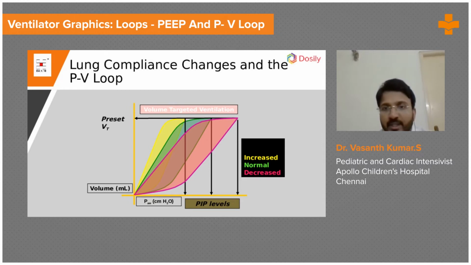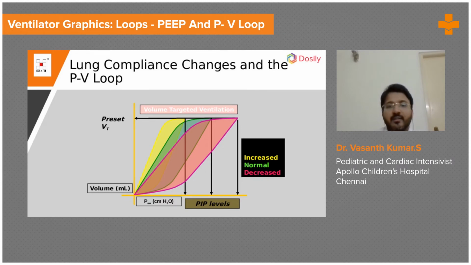So this is a poorly compliant lung. You need more pressure to get a particular tidal volume. So the pink will be a poorly compliant lung. The green is normal compliance. You give 20 of pressure to get a tidal volume of 100. Yellow is a highly compliant lung, just like an emphysematous lung where your compliance is very high.